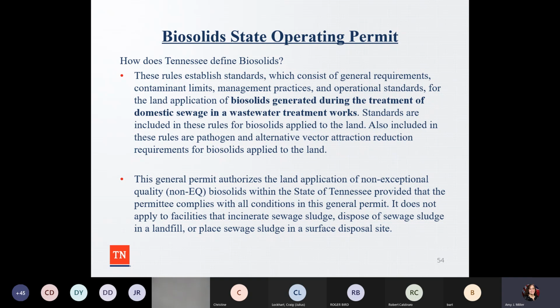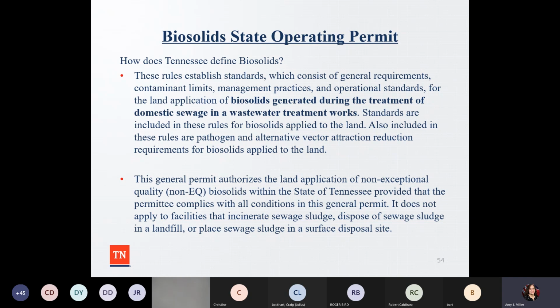All right. So there are standards and rules for biosolids that are applied to the land. There are also rules for pathogen and alternative vector attraction reduction requirements for biosolids. And then there is a general permit that authorizes a land application for non-exceptional quality biosolids within the state of Tennessee.